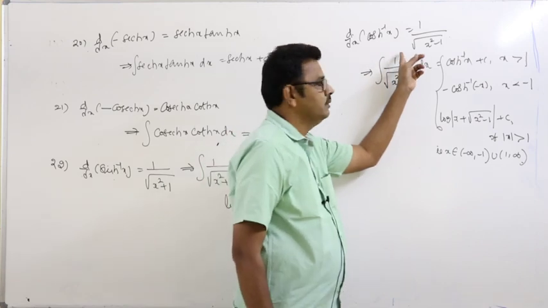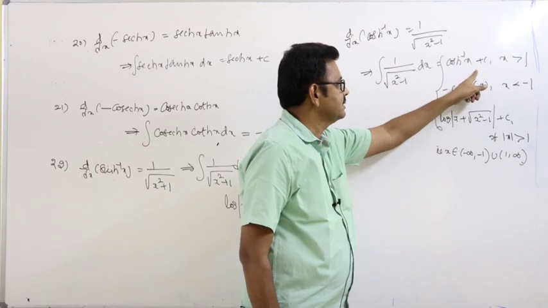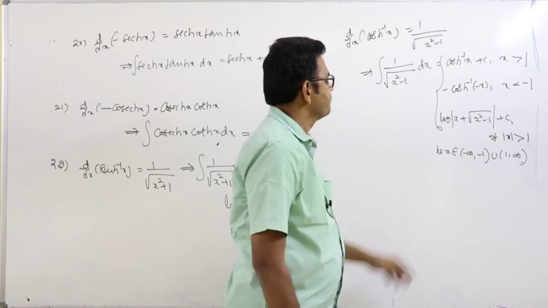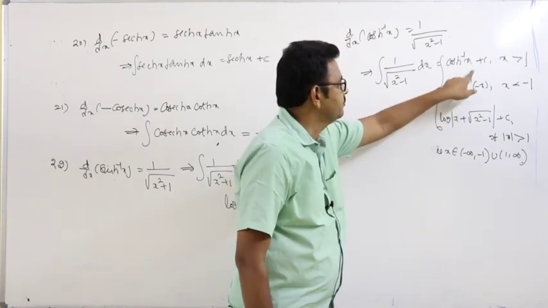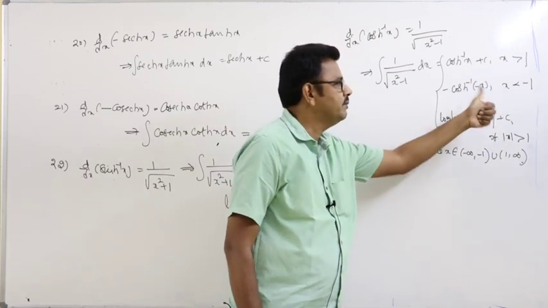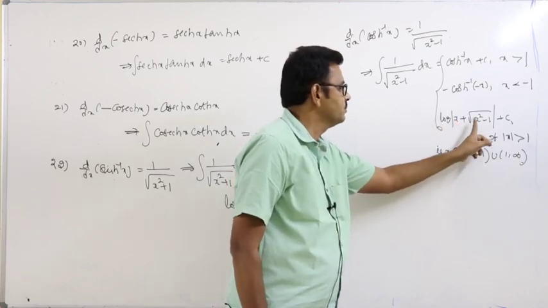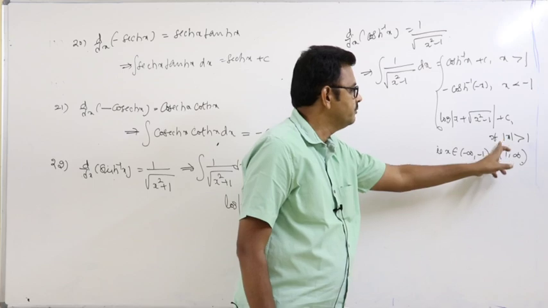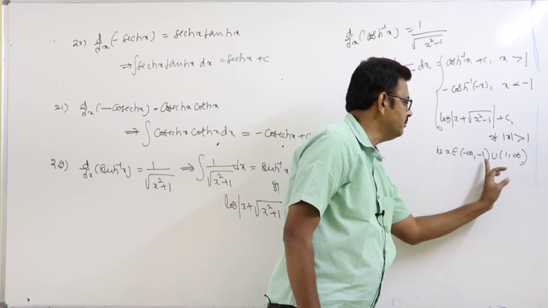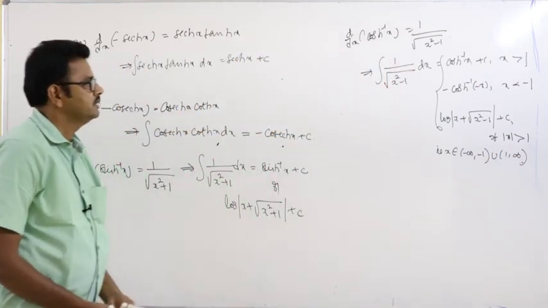The integral of 1 by root of x square minus 1 is equal to cosh inverse x plus c if x is greater than 1, means x belongs to 1 comma infinity, and minus cosh inverse of minus x if x is less than minus 1, or that is equal to log of x plus root of x square minus 1 plus c if mod x is greater than 1, that is x belongs to minus infinity comma minus 1 union 1 comma infinity. So, that is the formula.